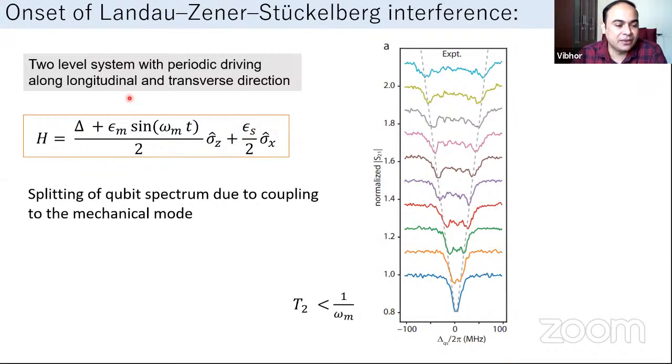Okay. In addition, what we have is a frequency fluctuation of this transmon qubit because of the mechanical resonator being present. Okay, so that part of the physics is coming in this sinusoidal modulation that we have put in here.